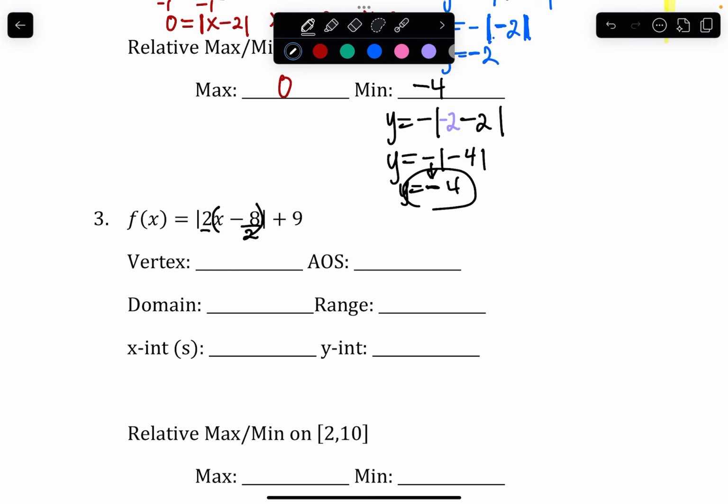Okay, and then last one. It hasn't been moved left or right, but it's been moved down 3. And so 0, -3. This just tells us how skinny or wide this is, and we don't really care as we're trying to find these key features. So axis of symmetry is x equals 0. We have our vertex at 0, -3. No reflection, so it's still opening up.